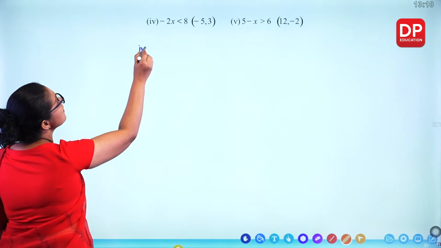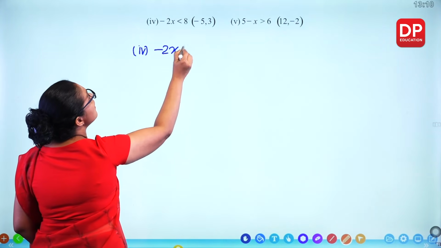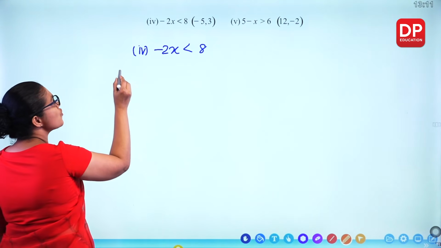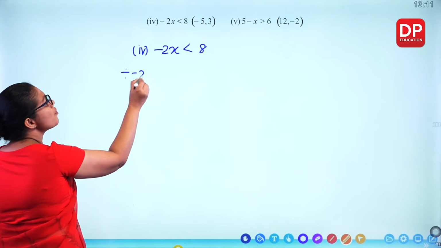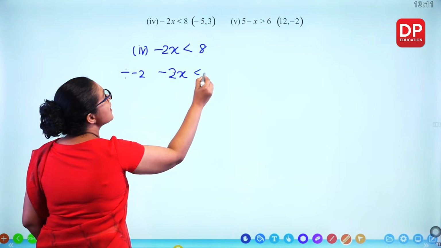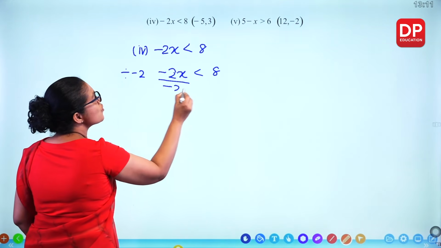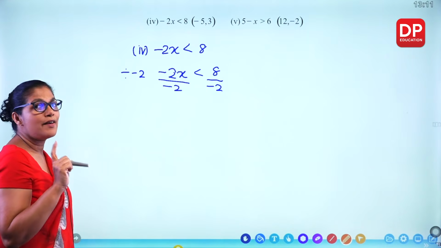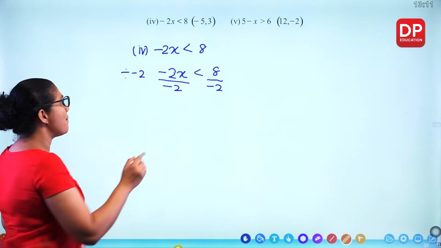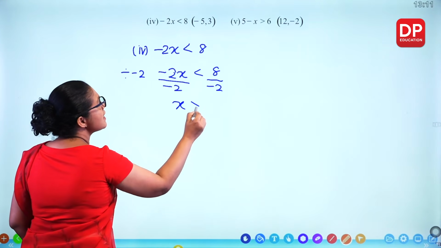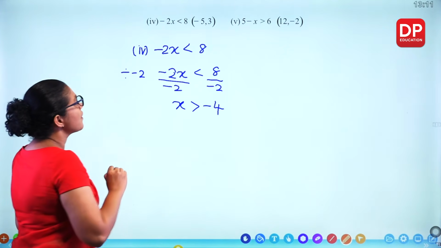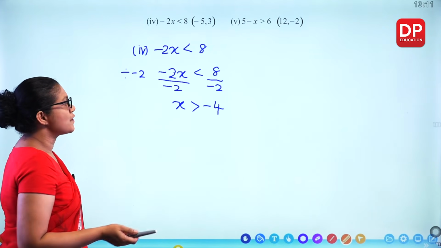Minus 2x less than 8. So we can divide this by minus 2. When you divide this by minus 2, what happens? I'll write it down: minus 2x, 8, divide by minus 2. Here, remember to change the sign because you are dividing by a negative number. So x becomes greater than 8 divided by minus 2, you get minus 4. So x greater than minus 4.